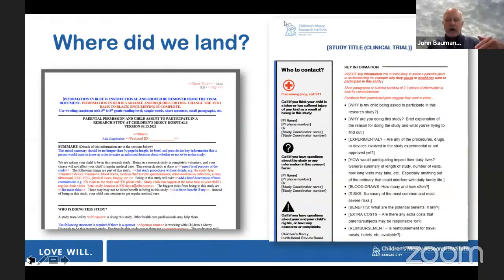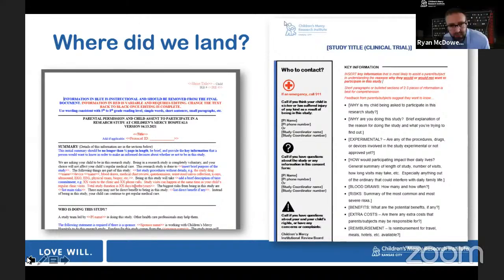Now we're going to talk in the same way about the exercise that happened at Children's Mercy. Now Ryan will begin talking about the outcome of those processes. Yep. So next, very similar to what John was saying, we knew that we wanted to attack our templates and resources and things like that.